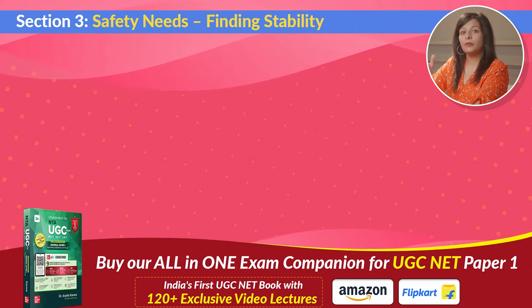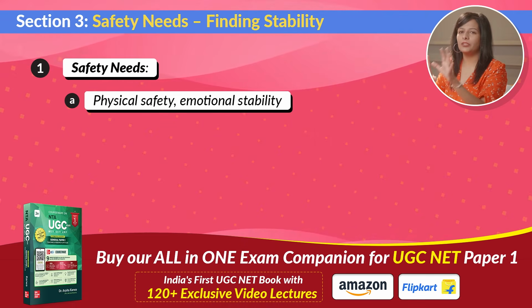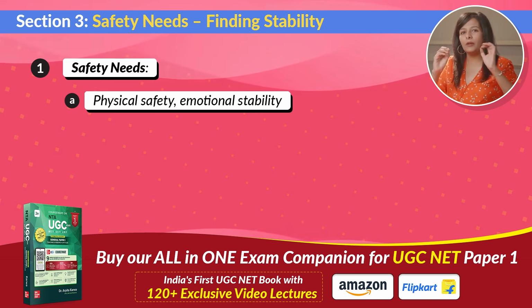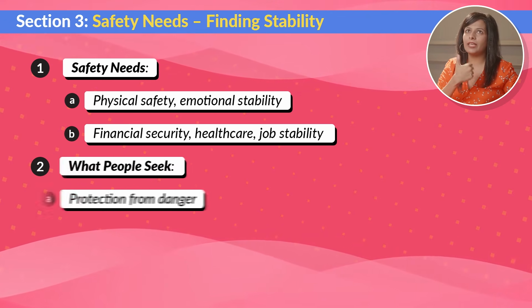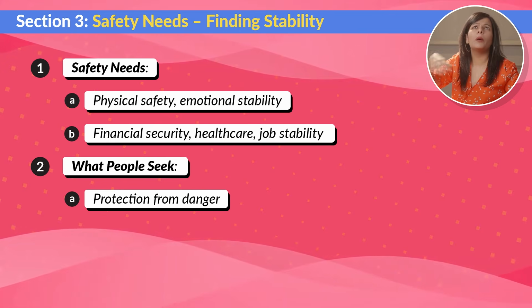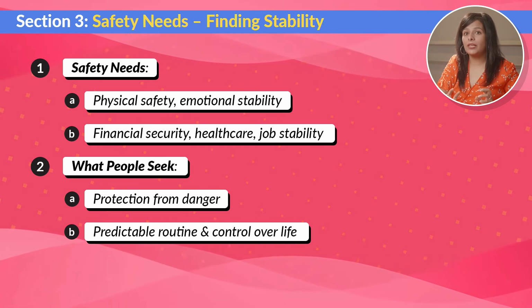Once our basic survival needs are met, the next level is safety needs. This includes physical safety, emotional stability, financial security, healthcare, and job stability. At this stage, people want protection from danger, a predictable routine, and a sense of control over their lives.